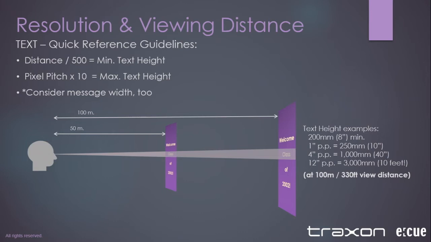To do the math quickly, at 100 meters away, that's going to mean 0.2 meters, or 200 millimeters, is your minimum text height. That's 8 inches. Sure, seems reasonable.